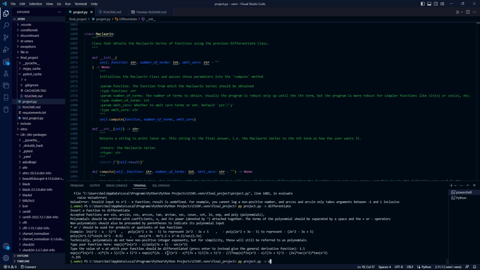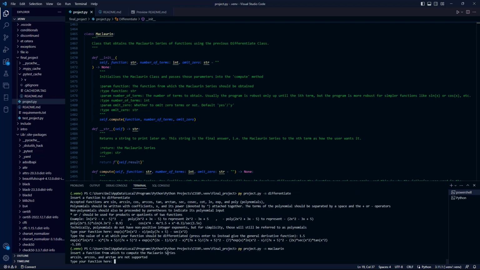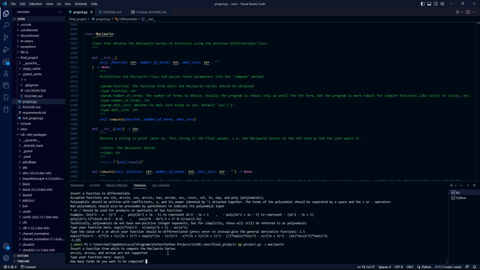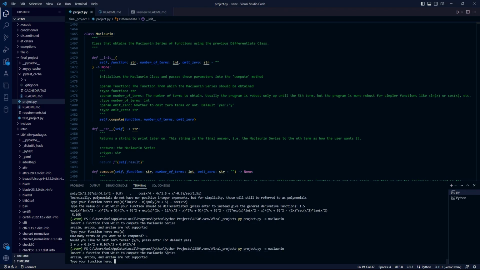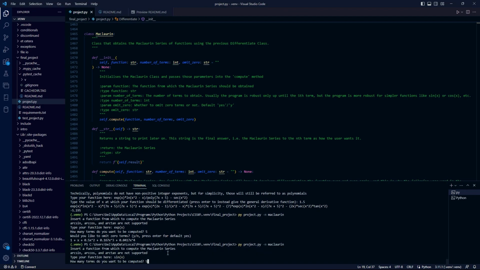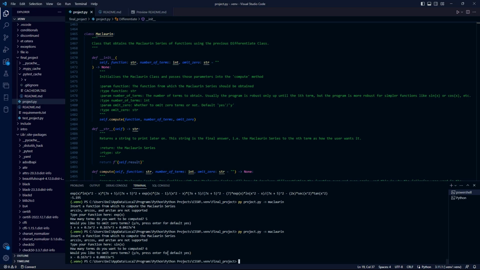Lastly, the last mode that we can run the program in is Maclaurin. So we can find the Maclaurin series of certain functions. For example, if we start simple, exponential of x, and let's say we want 5 terms, then we can get 5 terms. We are also prompted to enter yes or no to omit 0 terms. By default, it will go to yes. We can also find another simple one, sine x, let's say 6 terms. Then we can get that.